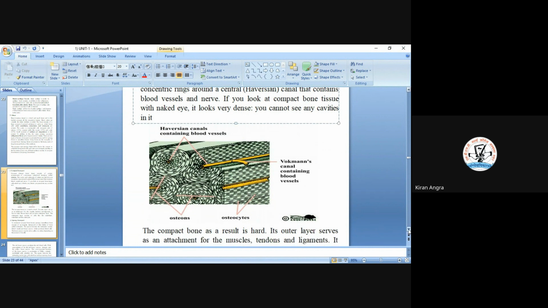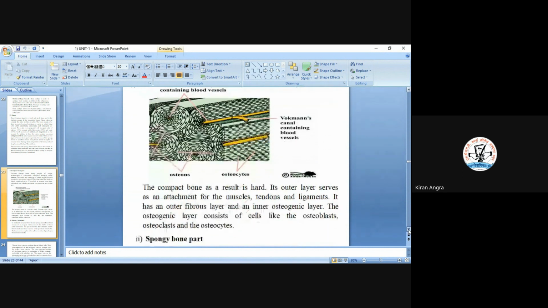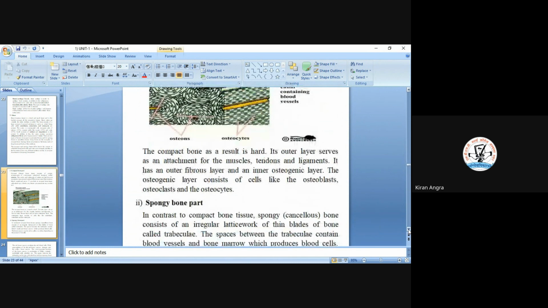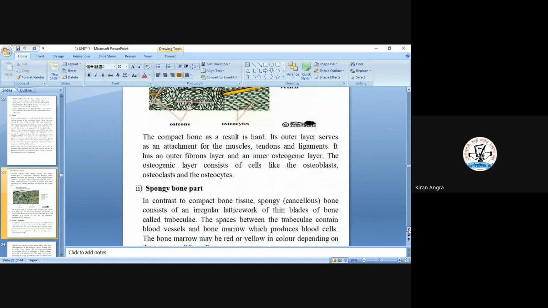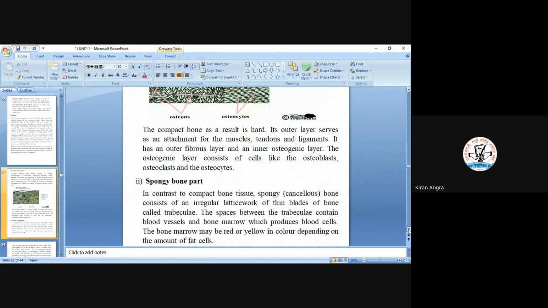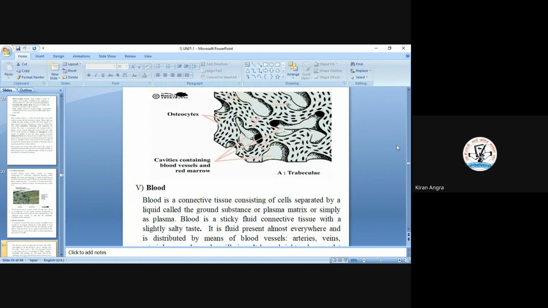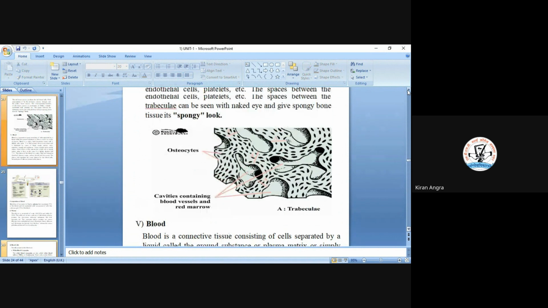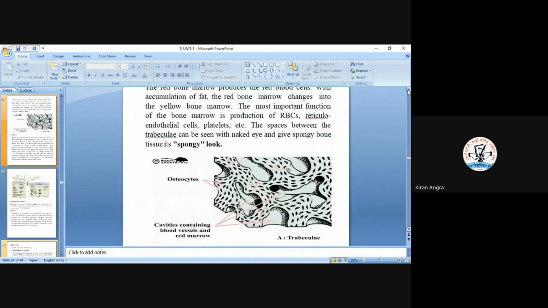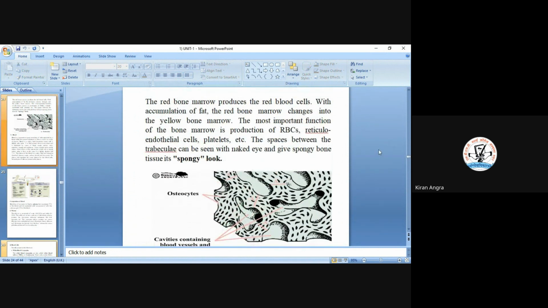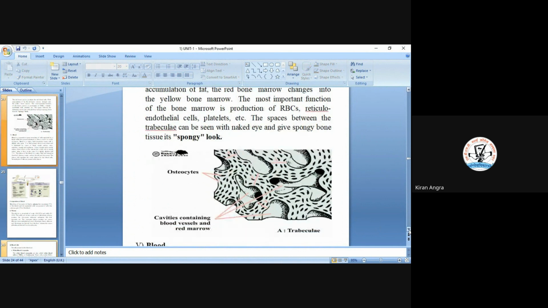Now I take you to the spongy bone part. In contrast to compact bone tissue, spongy bone consists of an irregular lattice. This is a diagram of the spongy bone tissue. It consists of an irregular lattice work of thin blades of bone.